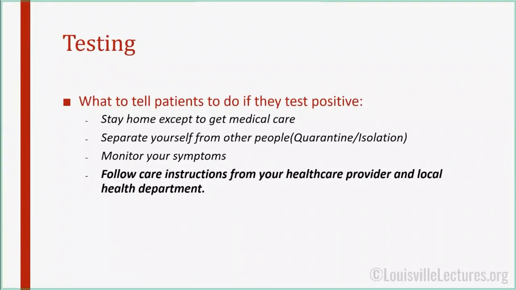Now, if you have a patient that does test positive, we generally recommend telling these people to stay at home unless they're seeking medical care, and to separate themselves. If they are positive and they isolate themselves, that is considered isolation. If they're not positive, or let's say they're part of a contact tracing group, and cases like that where they have not tested positive, they are considered in quarantine. But nevertheless, they're told to monitor their symptoms and they're advised to follow care instructions from their healthcare provider and also their local health department.